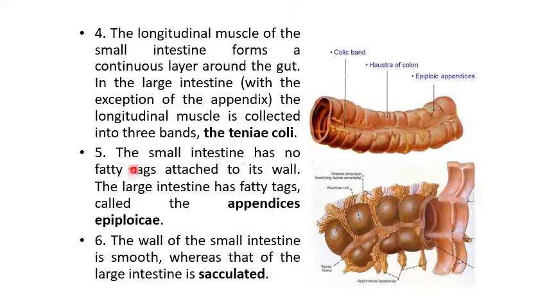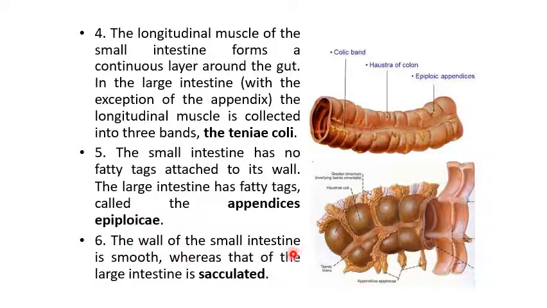The small intestine has no fatty outpouchings attached to its wall, while the large intestine has these fatty appendages or tags, which are known as appendices epiploici. See, these are the appendices epiploici. We can see here also, and in this picture also we can see appendices epiploici. These are fat-filled pouches of peritoneum.